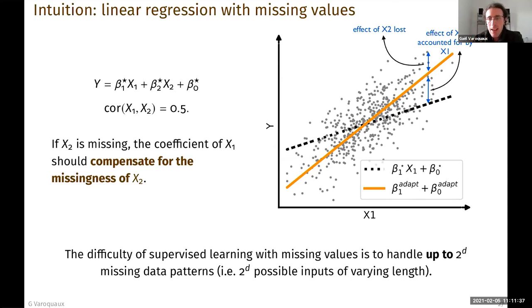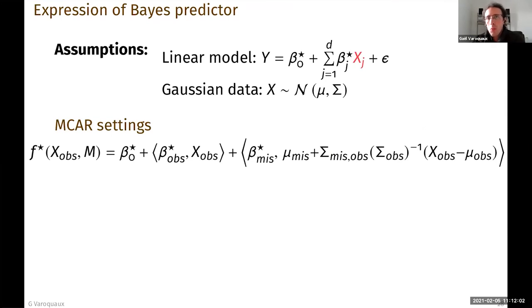The challenge is that there are many of those missing data patterns, 2 to the d possible missing data patterns. And if I need to learn independently all those coefficients, I'm falling back to the previous problem, which is that I have many coefficients to learn and it's hard. So we need to model the link between those coefficients. For this, we're going to assume that we're in a linear model and that the data is generated with Gaussian covariates. And in missing completely at random settings, we can write the optimal predictor as follows.